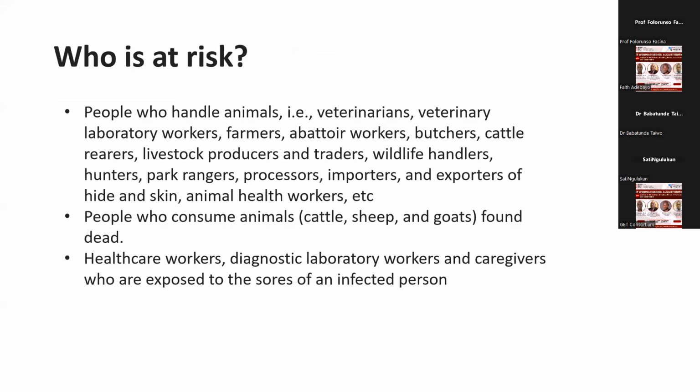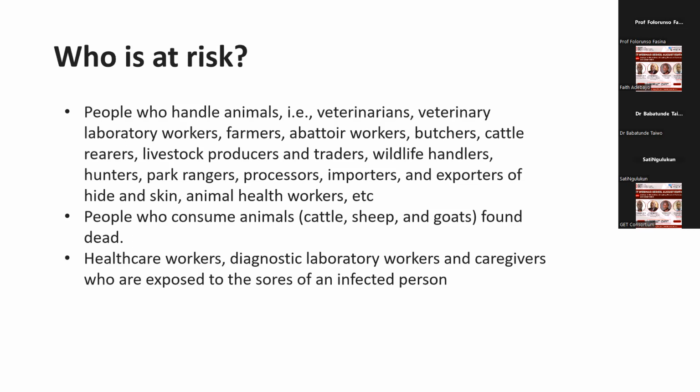So who are at risk of this disease, anthrax? Usually it is people that handle animals, especially veterinarians, veterinary laboratory workers, farmers, abattoir workers, butchers, wildlife handlers, hunters, park rangers, processors, importers and exporters of animals or products like hides, skin, bones, and other animal health workers are at high risk. And people who also consume animals that may die of anthrax.